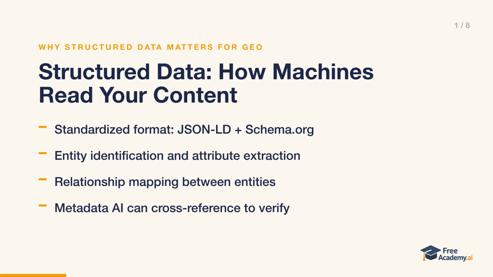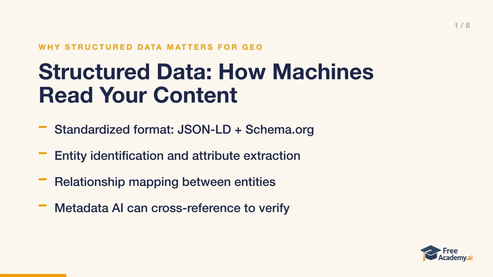If you want AI systems to cite your content, machines first need to understand it. That is exactly what structured data does. Structured data is a standardized format for providing information about a page and classifying its content. The most common format is JSON-LD, which stands for JavaScript Object Notation for Linked Data, using the schema.org vocabulary.